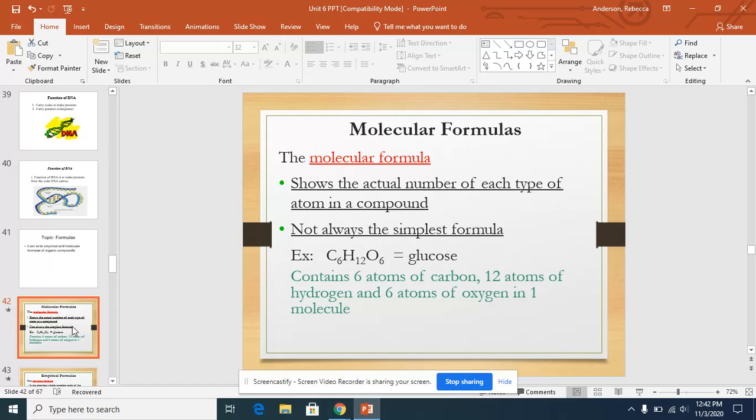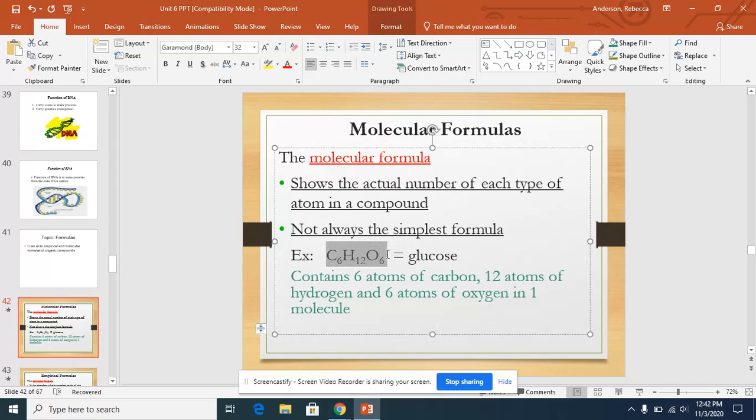So, glucose has 6 carbons, 12 hydrogens, and 6 oxygens. So, the formula for that would be C6H12O6. This is the molecular formula. This is the most common thing that we have seen so far. It tells you exactly how many of each element you have in that compound.